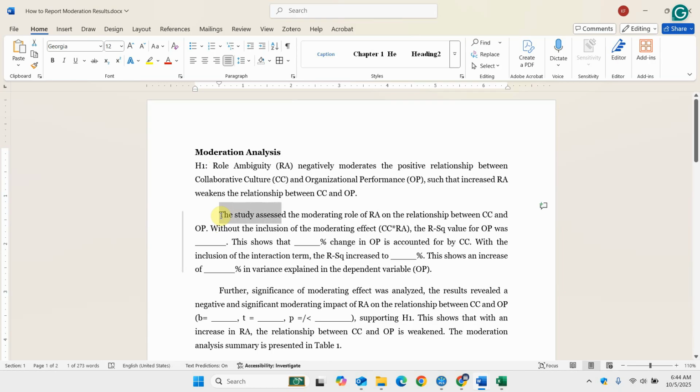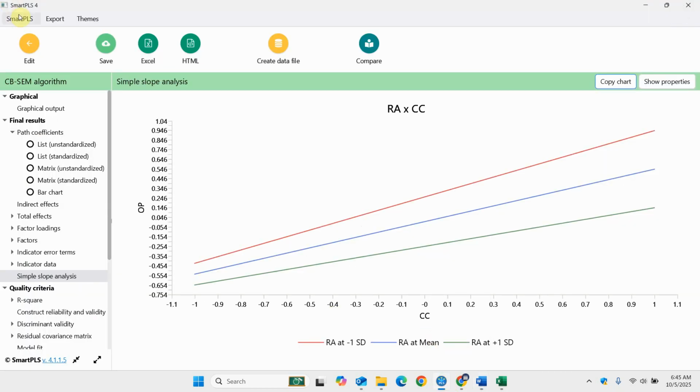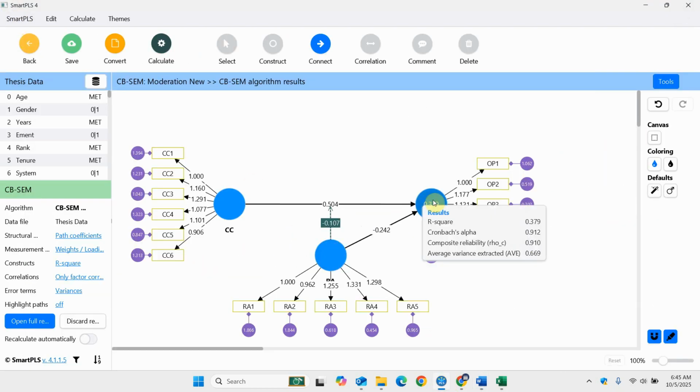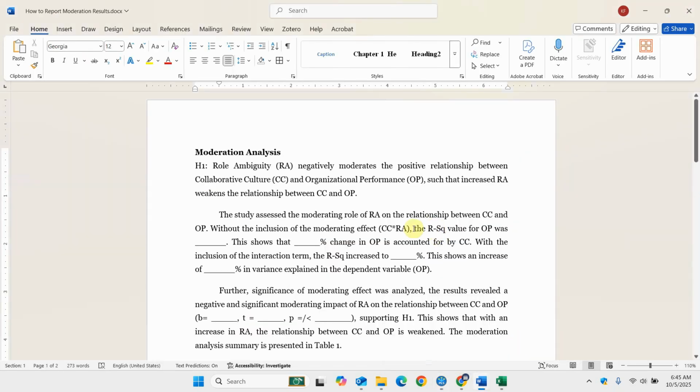The study assessed the moderating role of role ambiguity on the relationship between collaborative culture and organizational performance. Without the inclusion of the moderating effect, that is the interaction of CC and RA, what was the R square value for OP? Let's look at that. With the inclusion, it is 0.379, which is 37.9%.